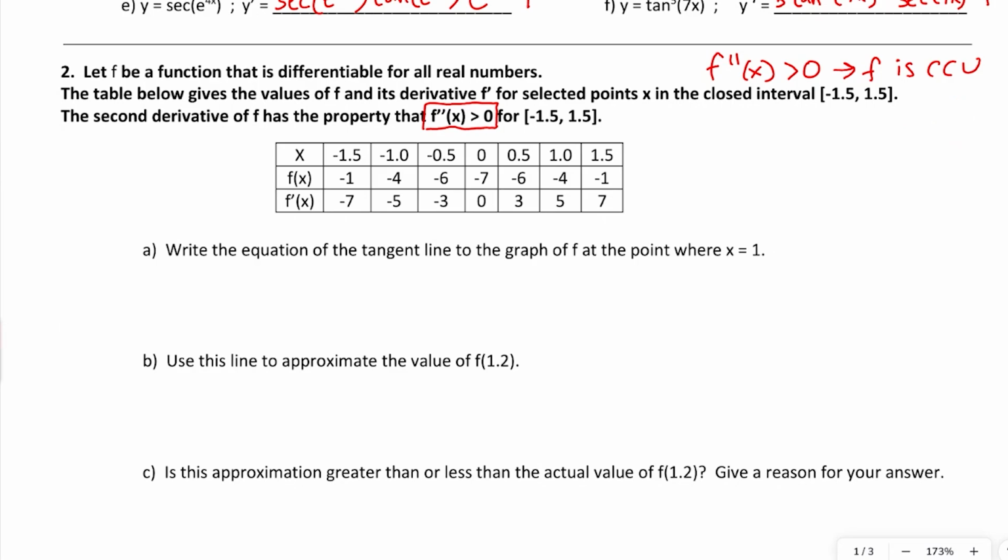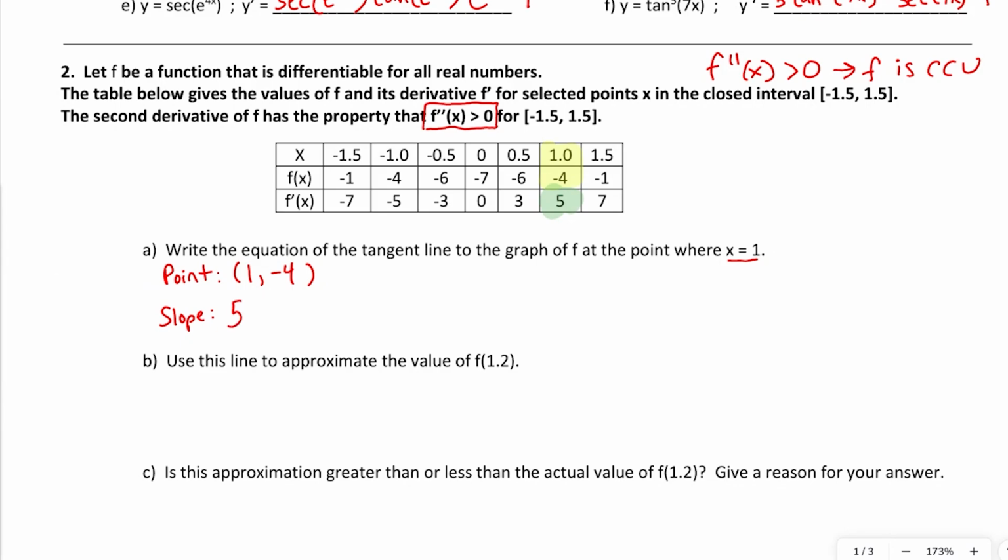Okay, so let's see what the question is actually going to ask us here. It says, write the equation of the tangent line to the graph of f at the point where x equals 1. So we're writing the equation of a tangent line, and we're going to need a point and a slope. This point is 1 comma something, and we can get the something, since we don't actually know the equation, from the table, where x is 1, y is negative 4. So the y coordinate here is negative 4. And the slope is going to be the slope at that x value, which is going to be 5.